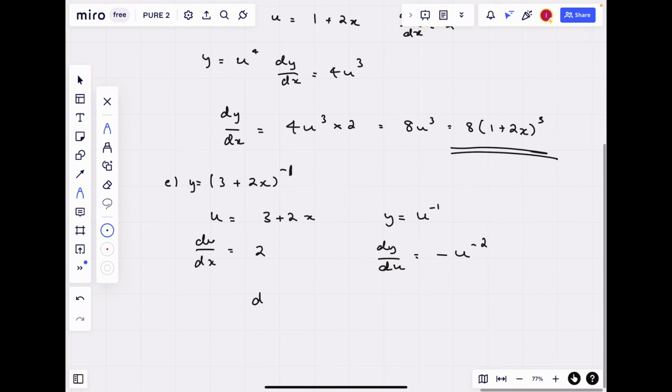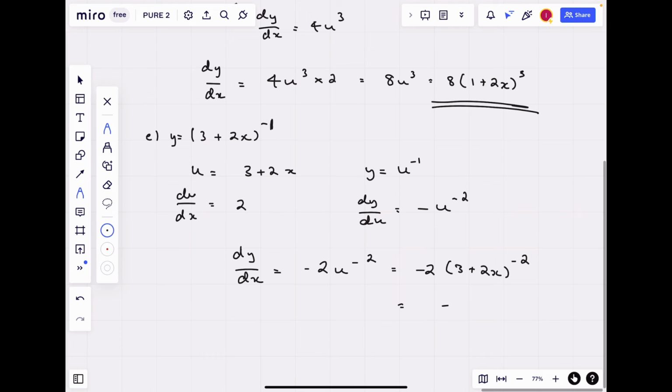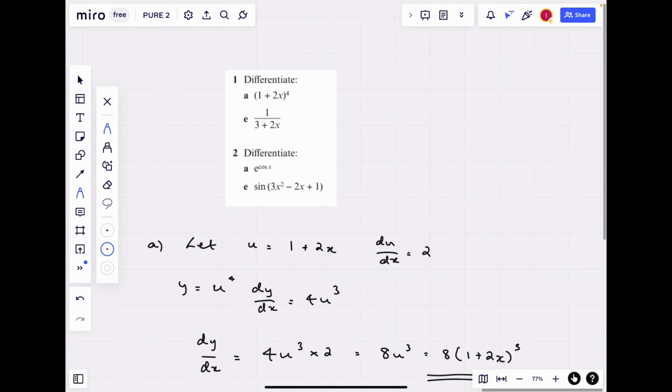And now, using the chain rule, you should have minus 2 u to the power of minus 2. So minus 2 times 3 plus 2x, all to the power of minus 2. And if you want to take it a step further, you can write it like this. I would say it's best to write it like this because in the original question, that was the format. So you want to try and give your answer in the same format as the question, ideally.